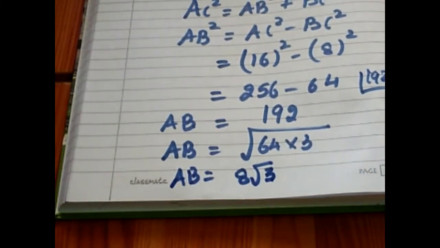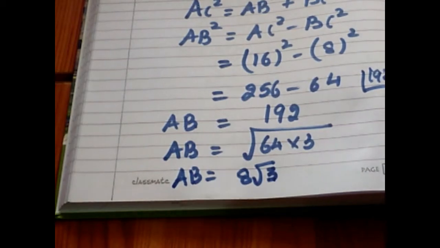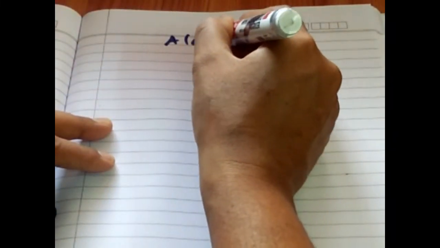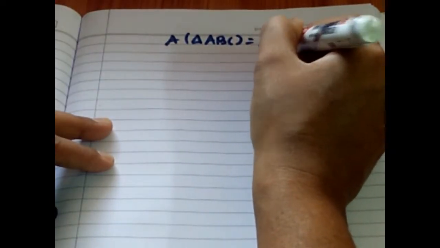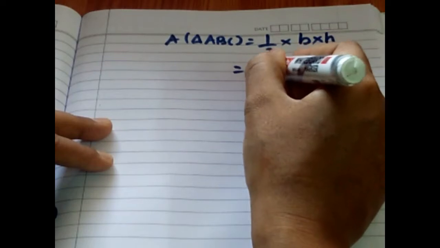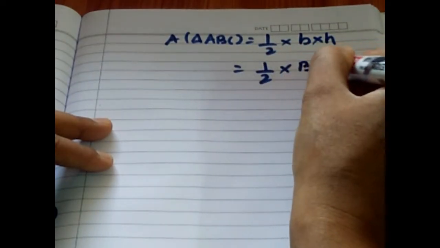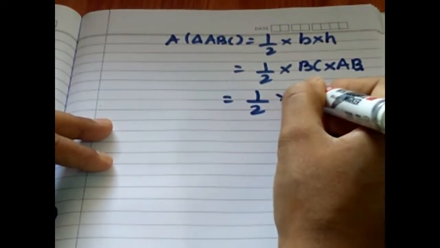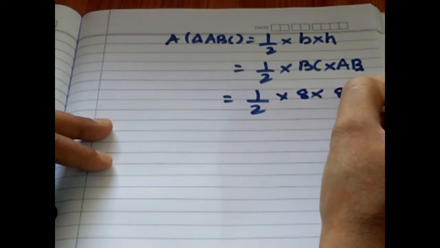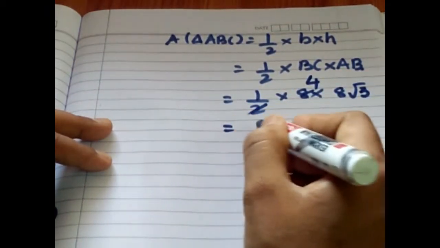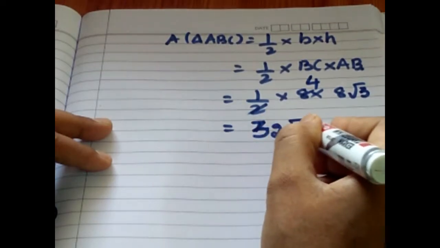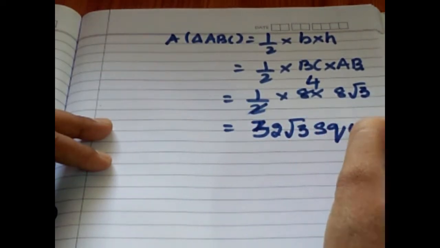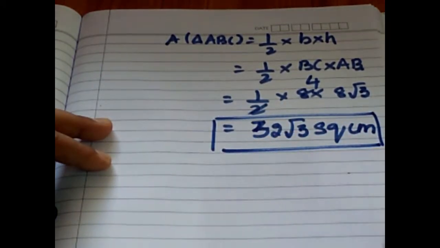So in the first step, what did we do? We calculated the measure of AB and our work is still pending. We need to find the area of triangle ABC. So area of triangle ABC is half into base into height. From the diagram, base is BC, height is AB. Now substitute, value of BC is 8, AB is 8 root 3. 2 1s are 2, 2 4s are 8, 4 8s are 32 root 3 square centimeter. This is the area of triangle ABC.